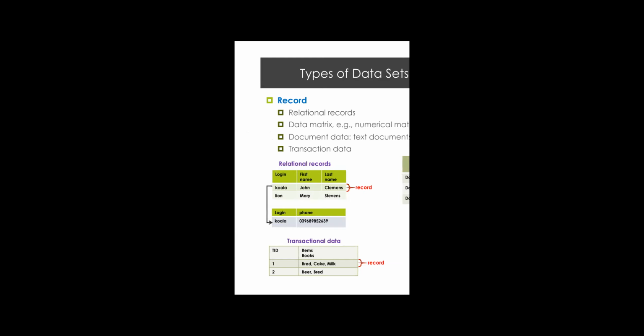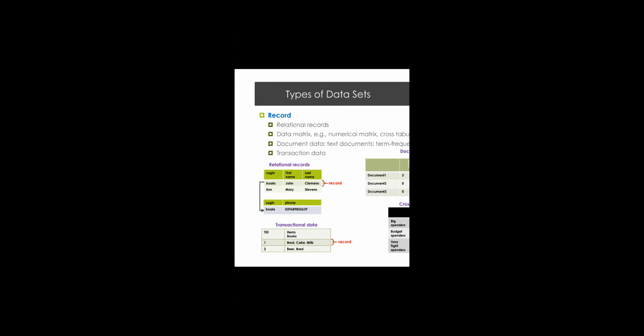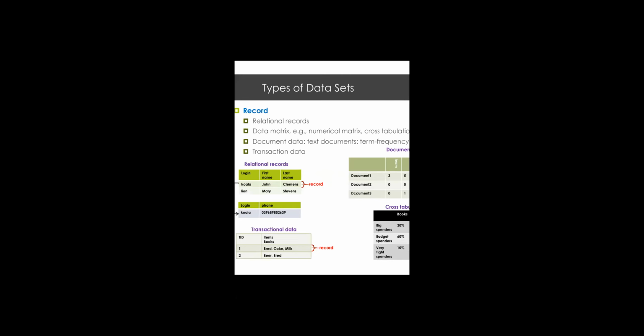So here, the first thing you have to consider is the data sets. Data set means a particular database. Generally, the type of data sets you have is represented as record data sets, and simply you can use relational records to represent that, which is the data matrix.